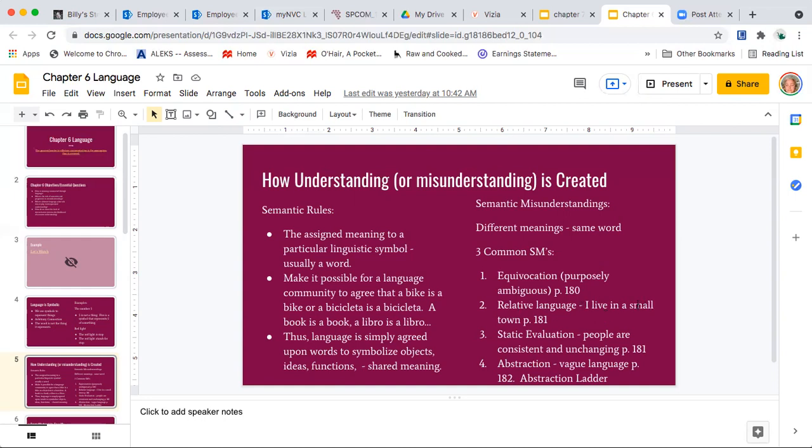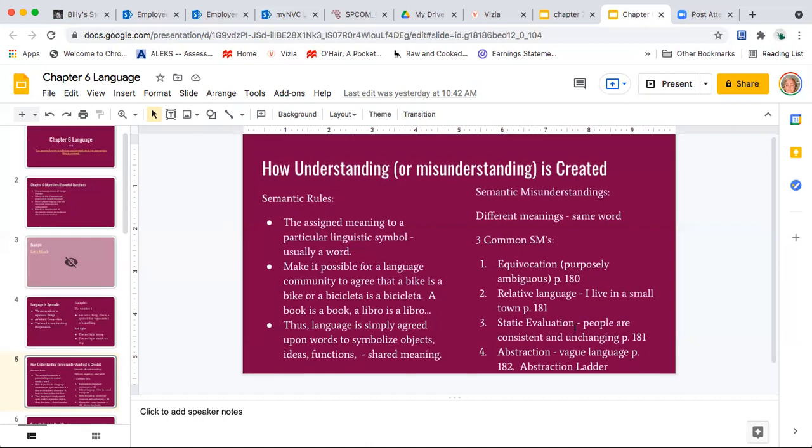So remember that there's this idea of relative language. What may be a small town to you may not be to me. The next is a static evaluation, which is that people are consistent and unchanging. We can make semantic misunderstandings when we think that people are consistent and unchanging, right? So we don't want to make a static evaluation, and you can dive deeper into that on page 181. And then the abstraction we're going to talk more about. Abstraction is vague language. It's on page 182, and you can take a look.